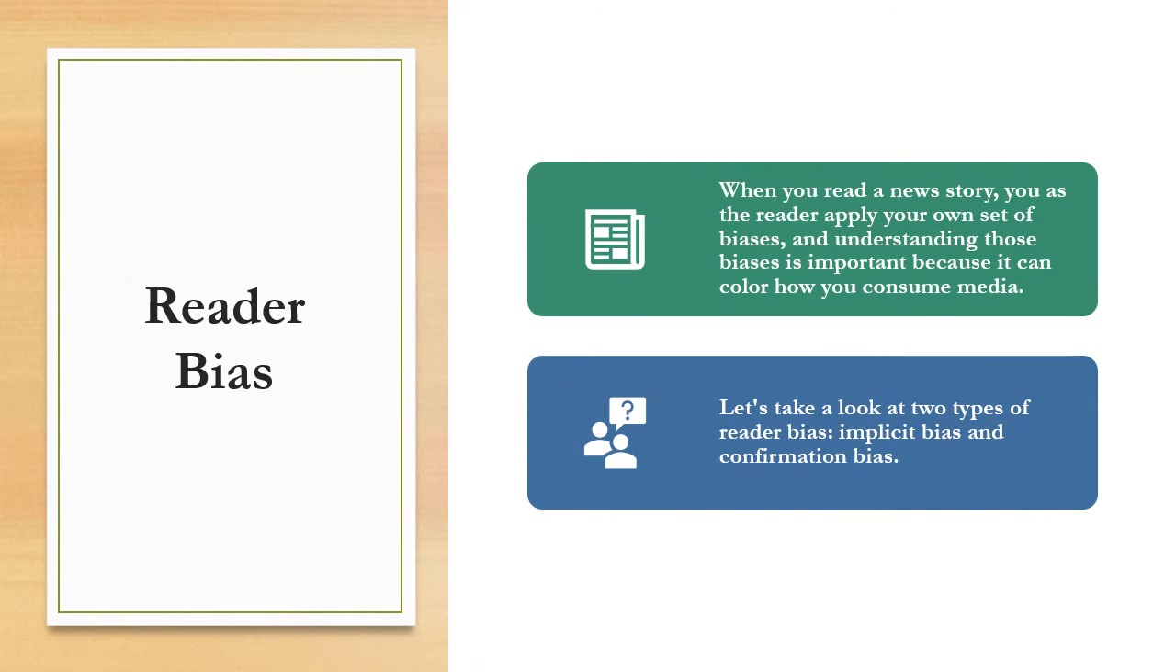All right, so one other thing to be aware of is reader bias. That's the bias that we carry as readers. Whenever you read a news story, you as the reader apply your own set of biases, and understanding those biases is important because it can color how you consume media. So there are two types of reader bias: implicit bias.